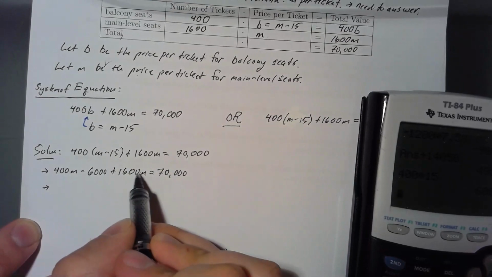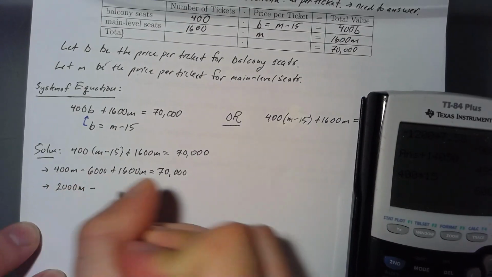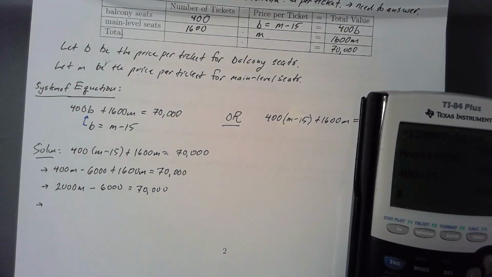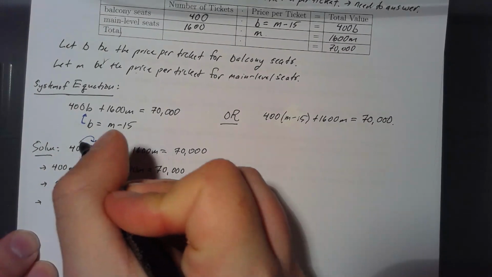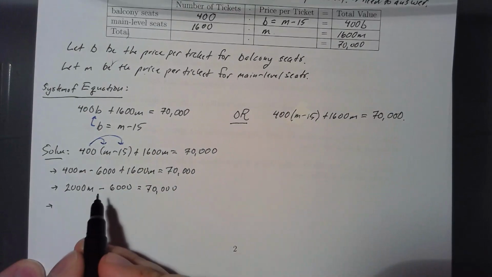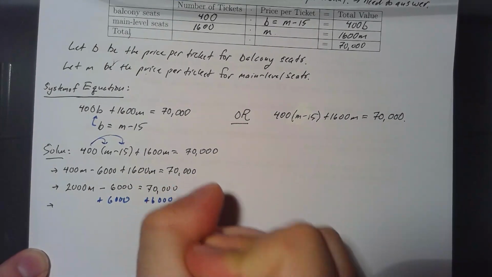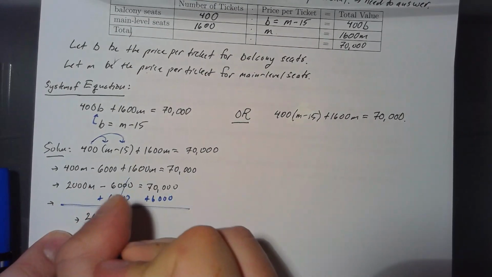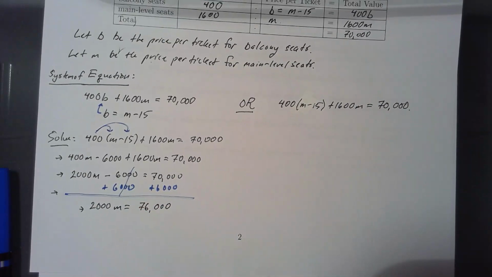400M plus 1600M, I'm going to combine the M's together. That's going to give me 2,000M minus 6,000 equals 70,000. Right? Again, all I did here was distribute and combine like terms. Now I'm going to add 6,000 to both sides. Then I'll get rid of this. So now I'll have 2,000M equals 76,000. Now just divide both sides by 2,000.